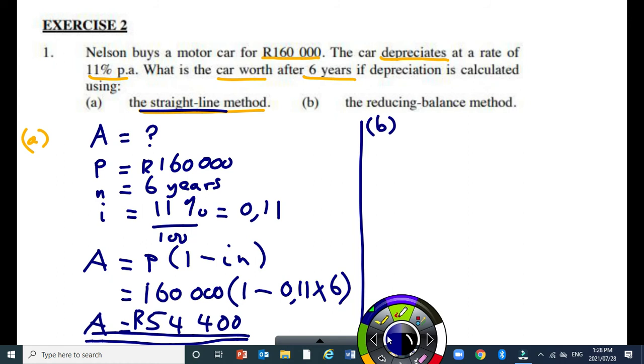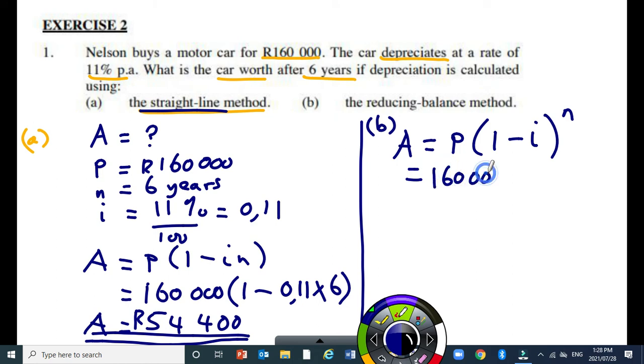And then B. The reducing balance formula, we are going to use the same information. So it is A equal to P times 1 minus I raised to the power of N. P is 160,000 times 1 minus I, that's 0.11, raised to the power of N, which is 6 years. What answer do you get?